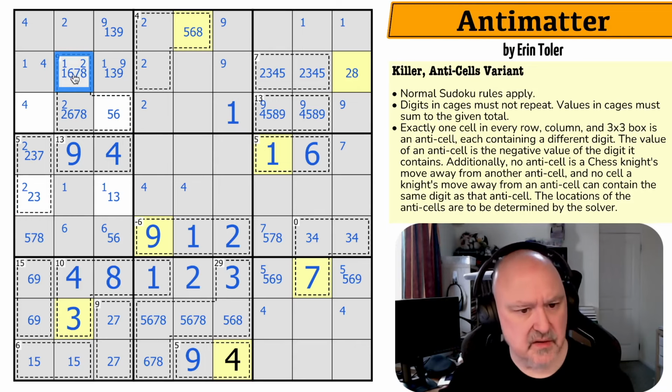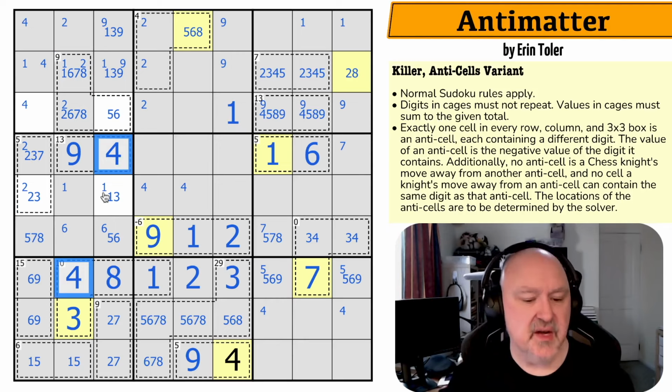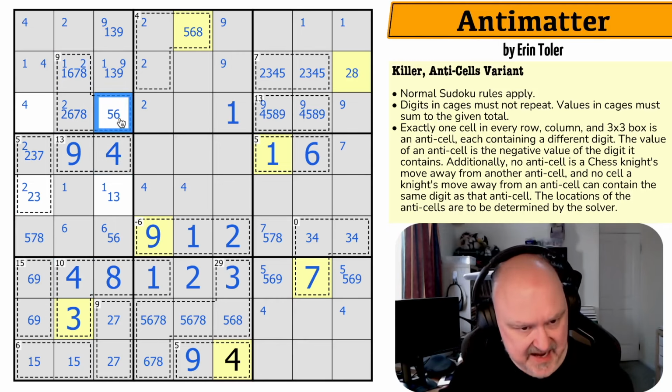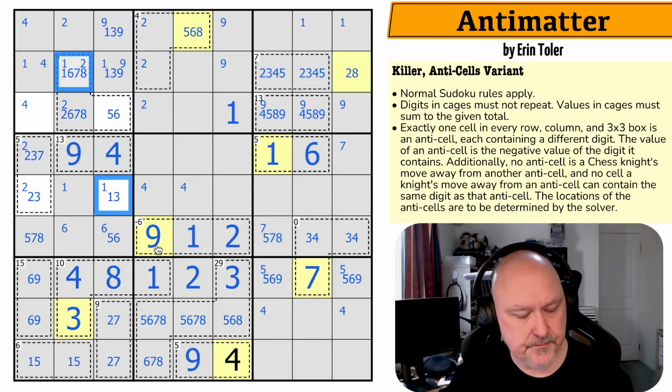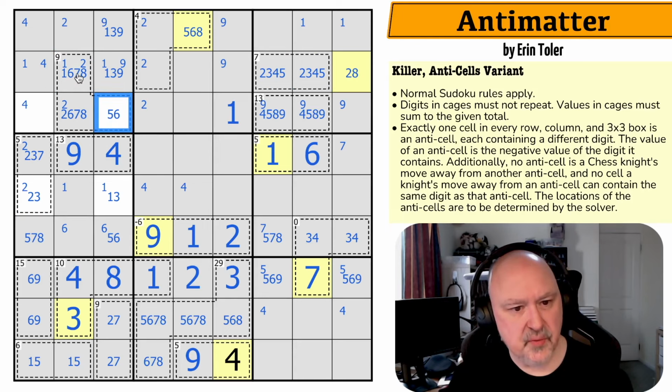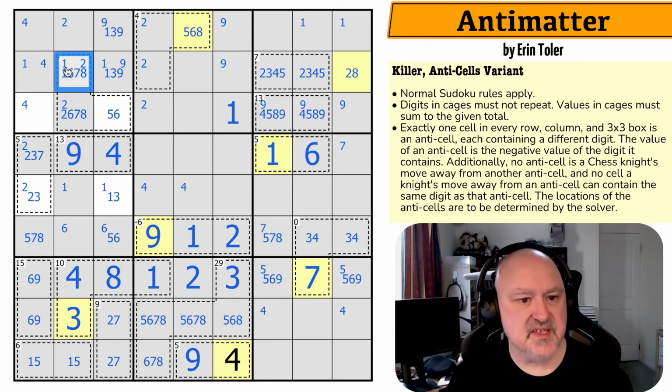So if this isn't an anti-cell, this has to be a one because I can't do 2, 3, 4 because I can't put 4 in the cage. So if this isn't an anti-cell, there has to be a one in this 9 cage. It would go here forcing this to be a one. Which would mean this is an anti-cell, which means this is an anti-cell. And if this is an anti-cell and this is a 1, does that work? Because if this is negative 5 plus 1, I'm at negative 4 and I can't get this high enough. This cannot be a 1.